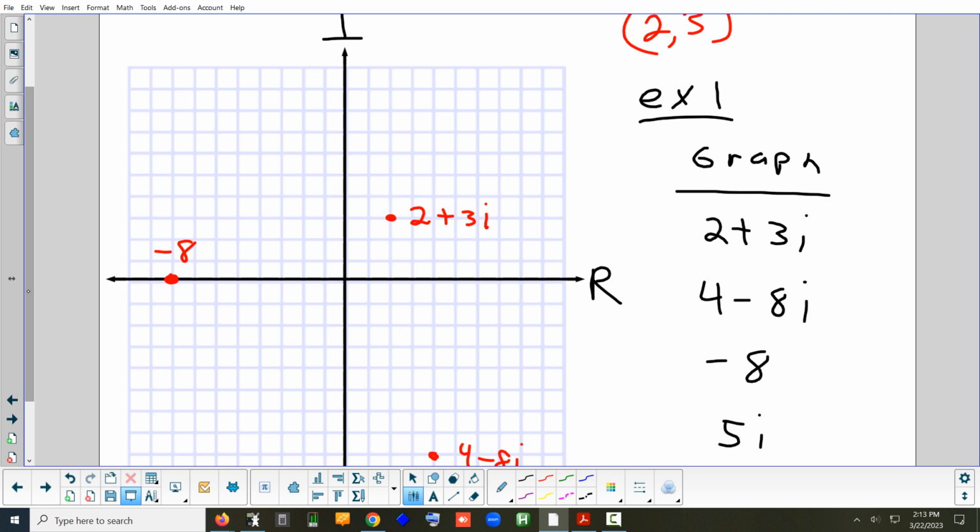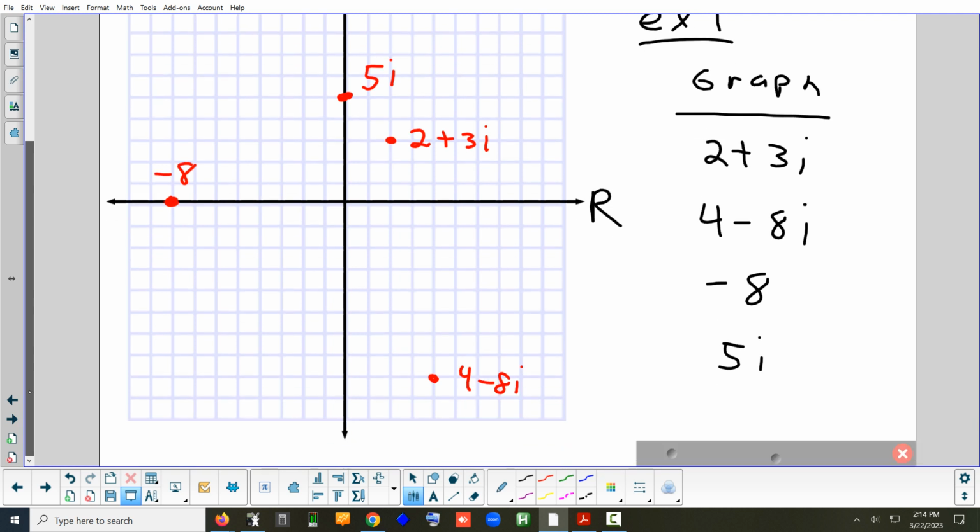Oh, you got that, yep. Would it be up 5? Up 5. Think of it as 0 plus 5i. No real part, so you don't go left and right. But the imaginary part is 5. So the way that'll work on the test is you'll have a grid. You just click where you want to put the point. If you put it in the wrong spot, you can just drag it somewhere else. So any questions on graphing those points?